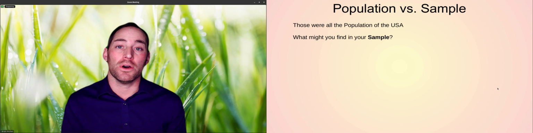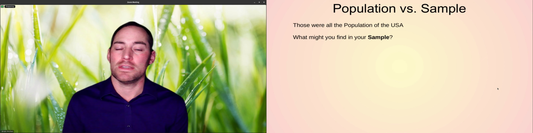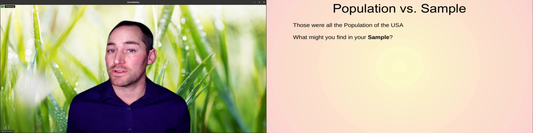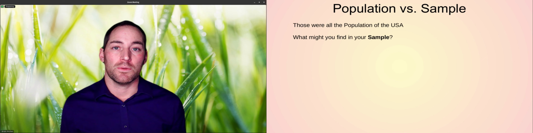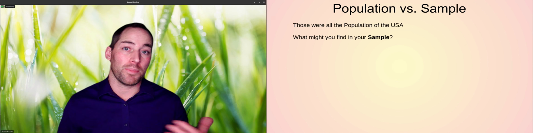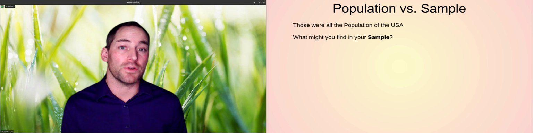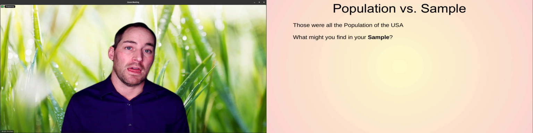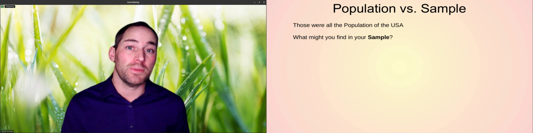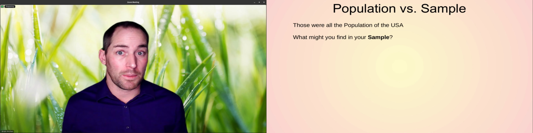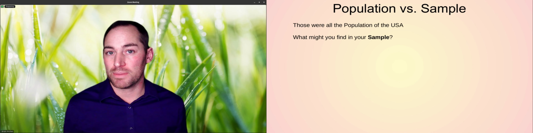Now, those are all populations from the US. Now, what about a sample? How might your sample be different, or how might your sample be the same? When we're inferring something about a population, we are hoping that our sample is very similar to the population. And that's what we want. We want our sample to be similar to the population. But depending on the sample we gather, it might not actually be very similar.